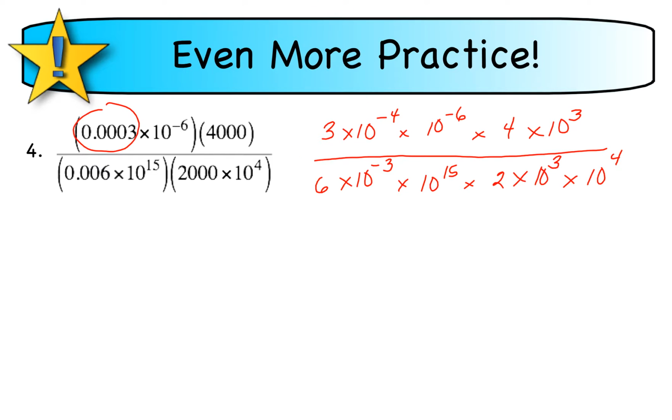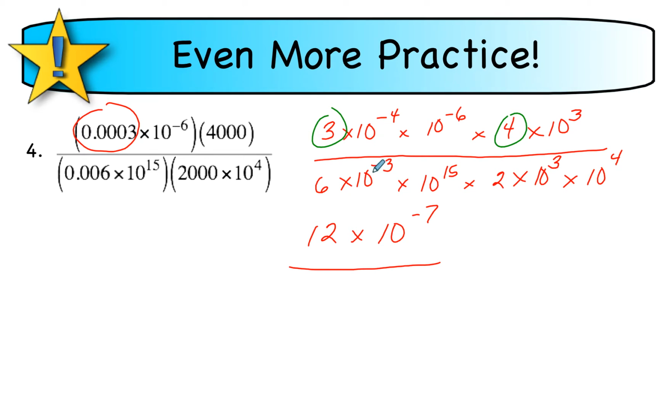So let's see, I'm just going to go ahead and circle some of these things. Our whole numbers are 3 and 4. If we multiply those, remember the commutative property says the order doesn't matter in which we multiply. So I'm going to multiply the 3 and the 4 and get a 12. And then I know I'm going to have some power of 10. What is my power of 10? Well, remember if our bases are the same, we add the exponents. Negative 4 plus negative 6 is negative 10, and negative 10 plus 3 is negative 7. So that's what our numerator ends up being.